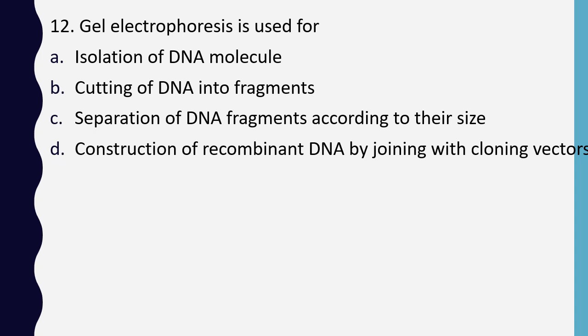Question number 12. Gel electrophoresis is used for isolation of DNA molecule, cutting of DNA into fragments, separation of DNA fragments according to their size, construction of recombinant DNA by joining with cloning vectors. Gel electrophoresis is used for. Correct answer is option C, for the separation of DNA fragments according to their size.